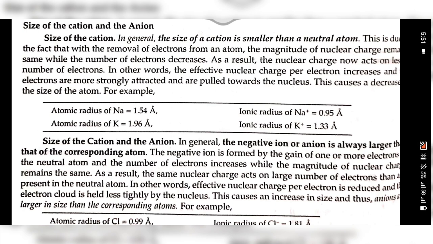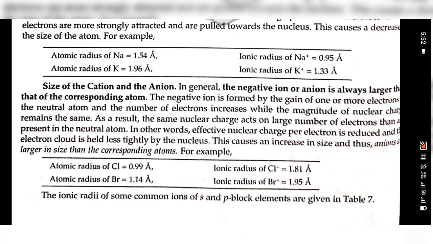Size of cation. In general, the size of a cation is smaller than a neutral atom, and this is due to the fact that on removal of electrons from an atom, the magnitude of nuclear charge remains same while the number of electrons decreases. As a result, the nuclear charge now acts on a lesser number of electrons. In other words, the effective nuclear charge per electron increases and the electrons are more strongly attracted and pulled towards the nucleus. This causes a decrease in the size of an atom. For example, the atomic radius of sodium is 1.54 angstrom, but the ionic radius of Na+ is 0.95 angstrom.